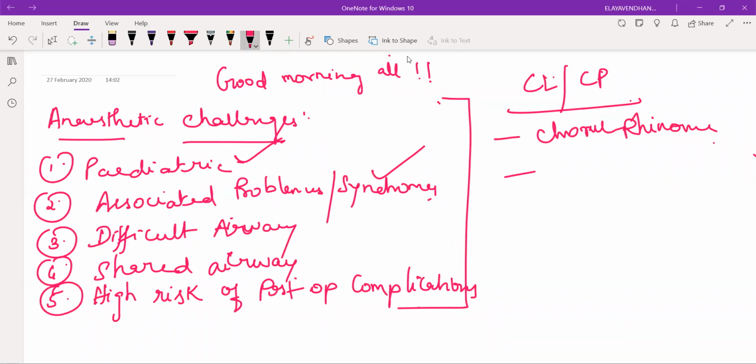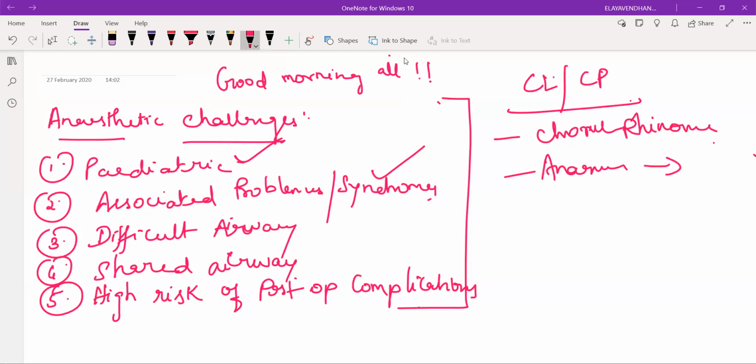What are the other complications of cleft lip which can be a challenge for the anesthetist? Sir, low, not adequate weight. The baby is anemic, right? Because of poor nutritional deficiencies. The babies tend to be anemic because of poor feeding intake.